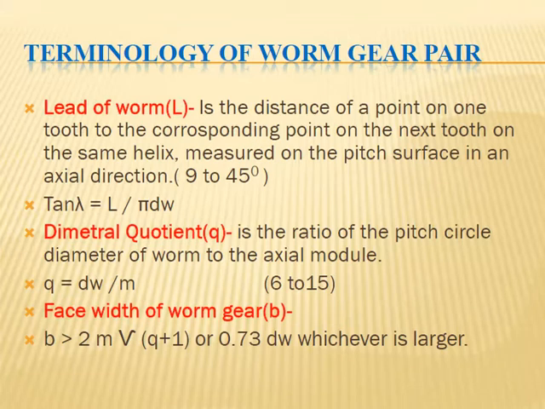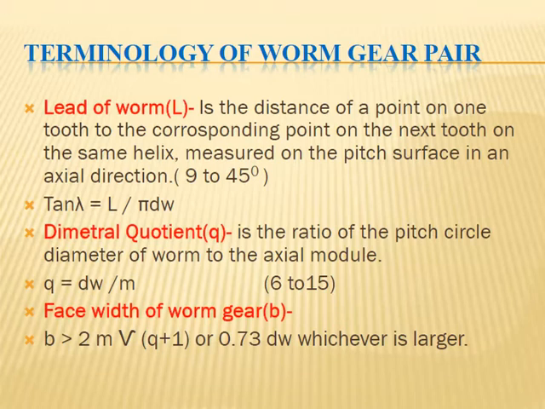If the lead angle lambda is in between 30 degree to 40 degree, at that time normal pressure angle phi n has to be taken as 25 degree. Okay, and if the lead angle lambda is in between 40 to 45 degree, at that time normal pressure angle phi n can be considered as 30 degree. And 22.5 degree is not generally preferred. Please keep in your mind, it is not generally preferred.